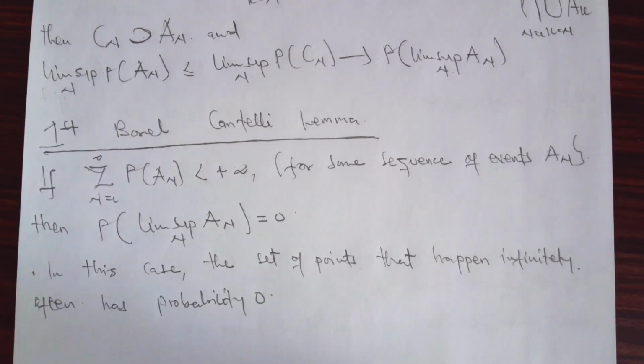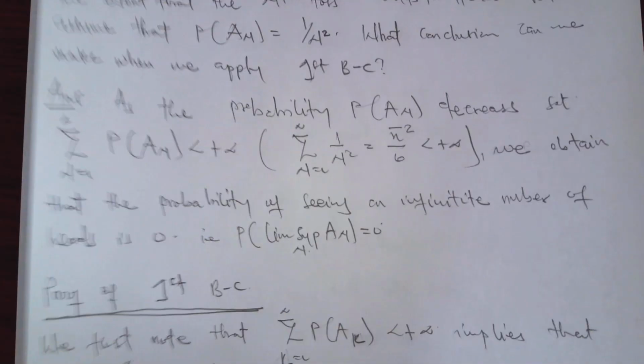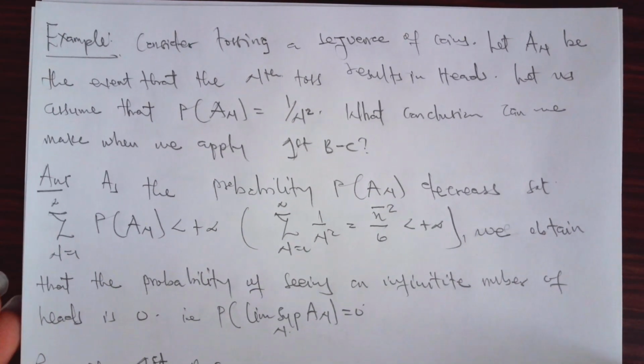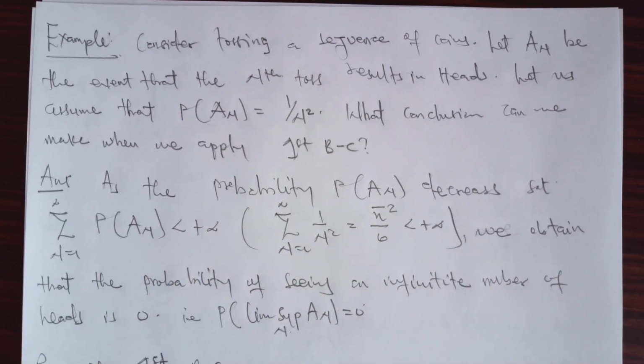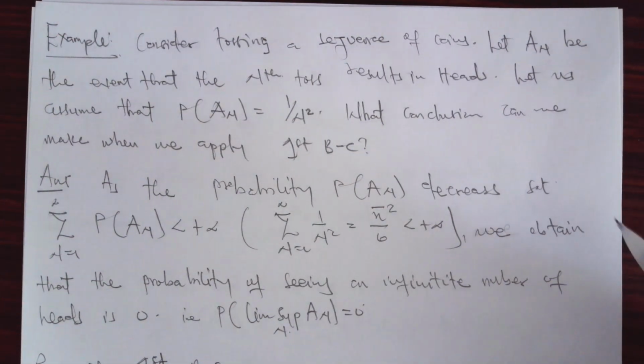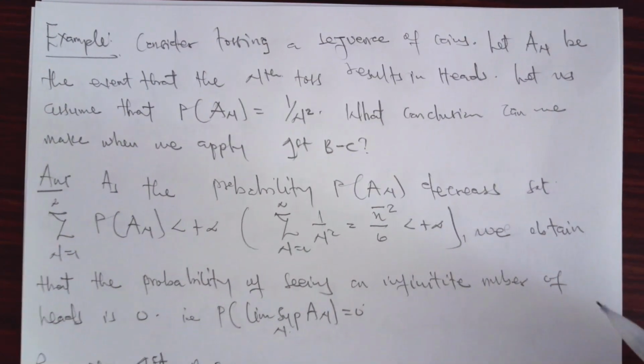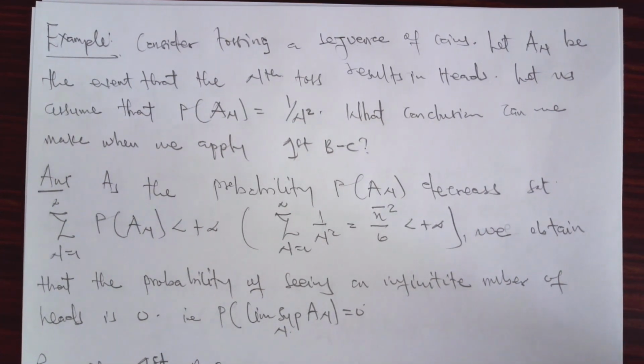So we are going to consider some example and prove the lemma as well. Okay, let's consider tossing a sequence of coins. Let An be the event that the nth toss results in heads. Let us assume that the probability of An is equal to 1 over n squared. What conclusion can we make when we apply the first Borel Cantelli? We should be able to prove that the sum of the probabilities of An is finite, and if that happens, we are done. Then the probability of the lim sup of An is equal to 0.